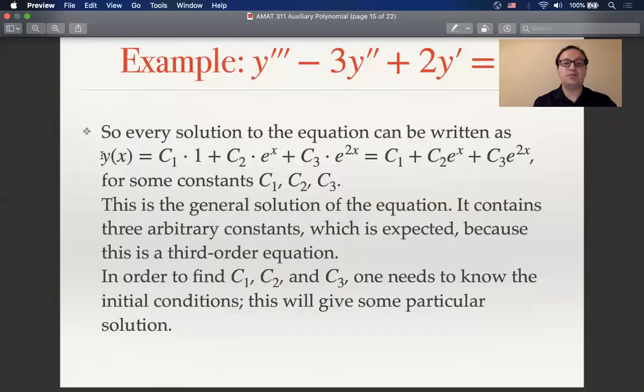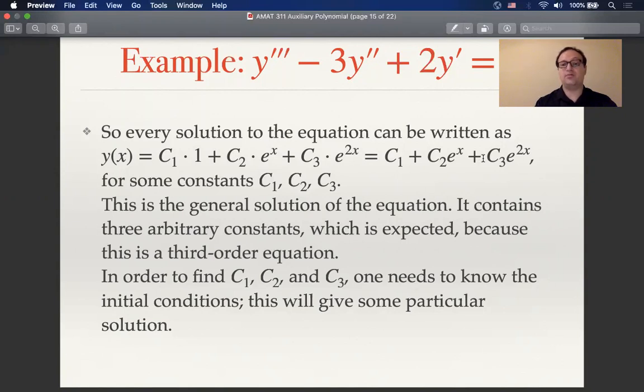So every solution to the equation can be written as a combination of these three basis solutions. So the general solution to the equation is some constant c1 times 1 plus some other constant c2 times e to the x plus some other constant c3 times e to the 2x. So the general solution is c1 plus c2 e to the x plus c3 e to the 2x. And so this is the general solution.